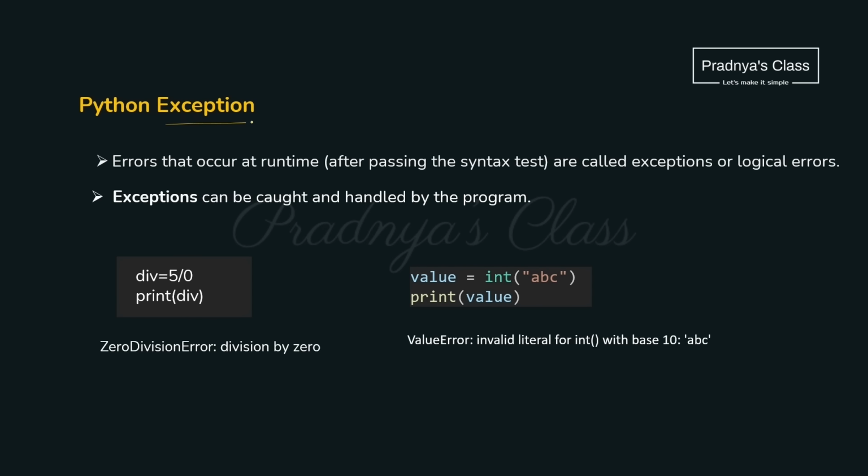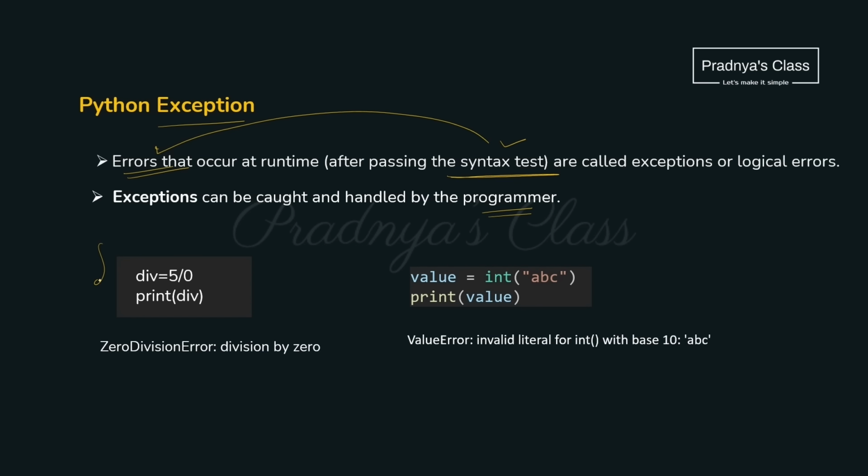Moving ahead, let's understand what is exception. First program will pass through the syntax test. If syntax is correct, then also we will get the error. That type of errors are called as exceptions. It will halt the program abruptly. So it is the duty of the programmer to catch and handle the exception.